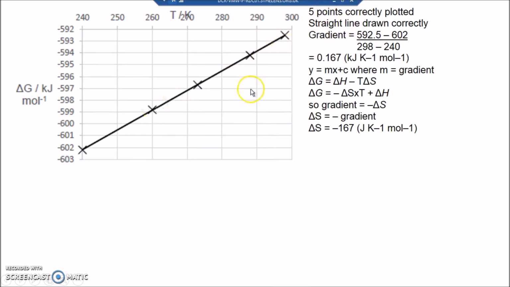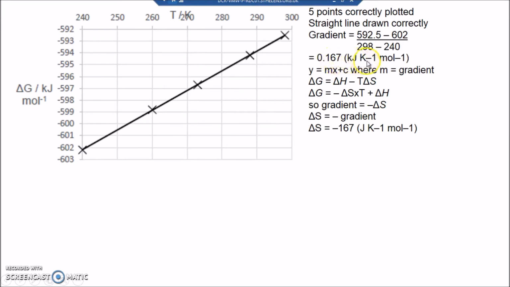So the gradient is the change in y divided by the change in x. You take 592.5, the high point, going down to minus 602. You're measuring the change, so you can ignore the signs, the change between 593 and 602, and then the change along the bottom from 240 to around about 298. When you work those two out, it works out as 0.167.